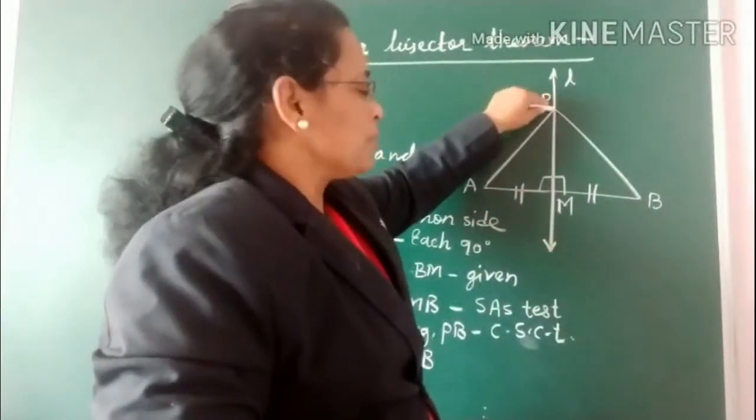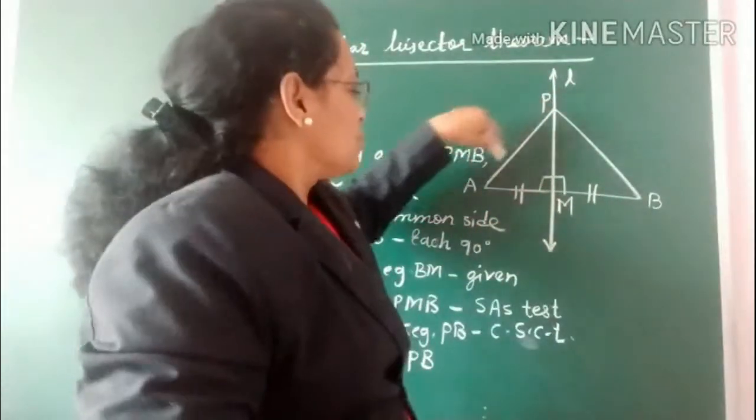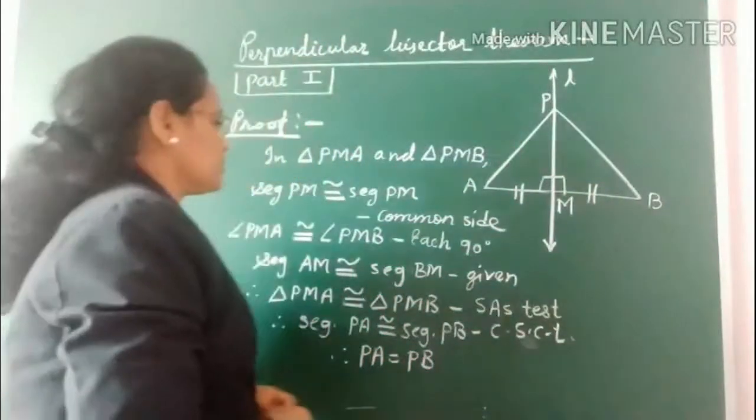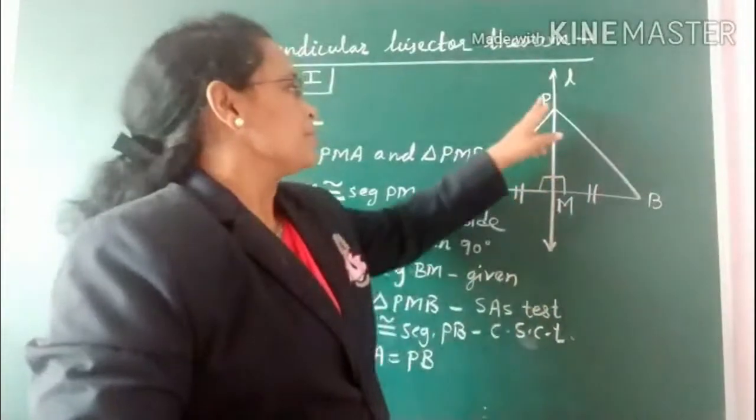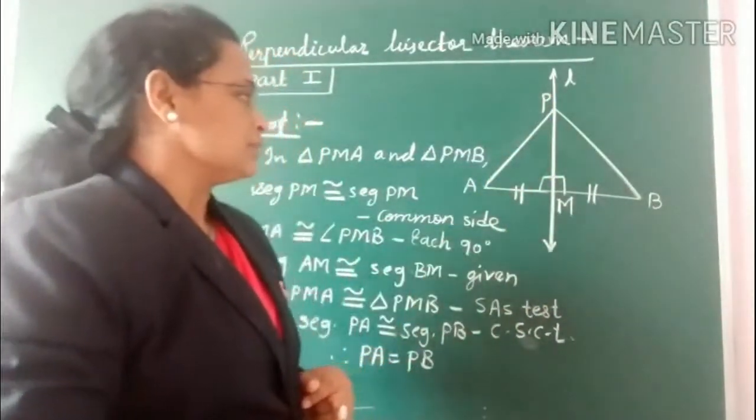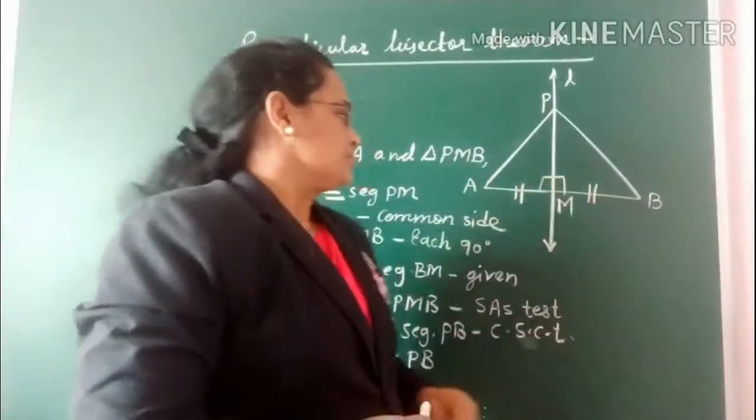Now here the construction we have done: line L is the perpendicular bisector, and on it any point P is there. So join PA and PB, that is the construction. And what we have to prove? PA is equal to PB, that is, the distance of point P which is on the perpendicular bisector is equal from the endpoints of the segment.